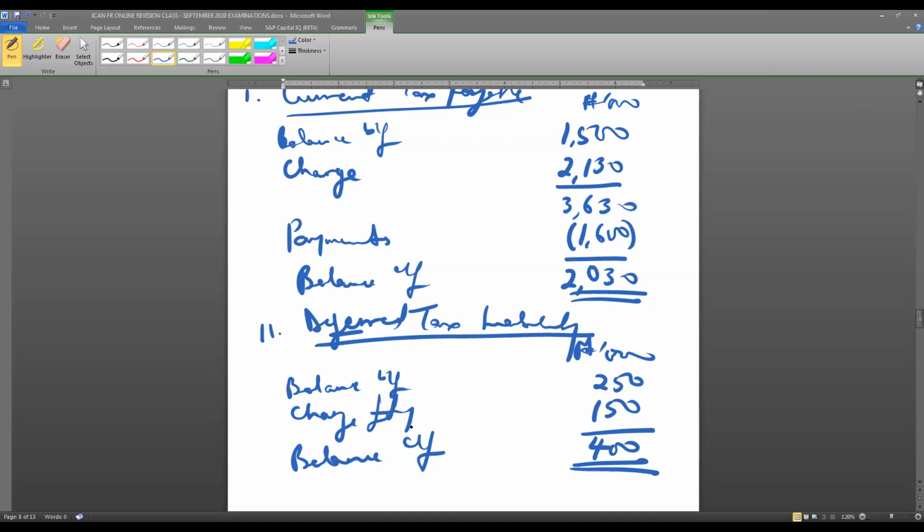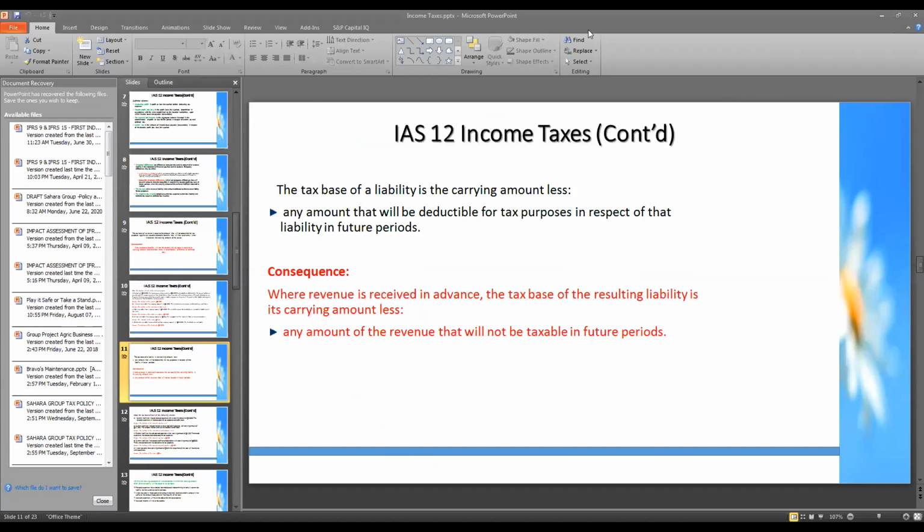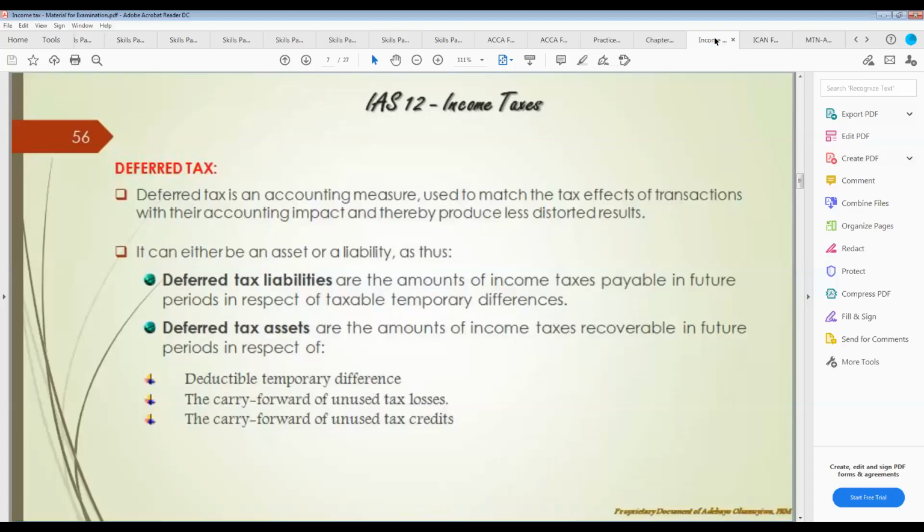Okay. Any other question? Because this brings us to the end of current taxes so that we can now focus on deferred tax. Okay. Now let's discuss deferred tax.